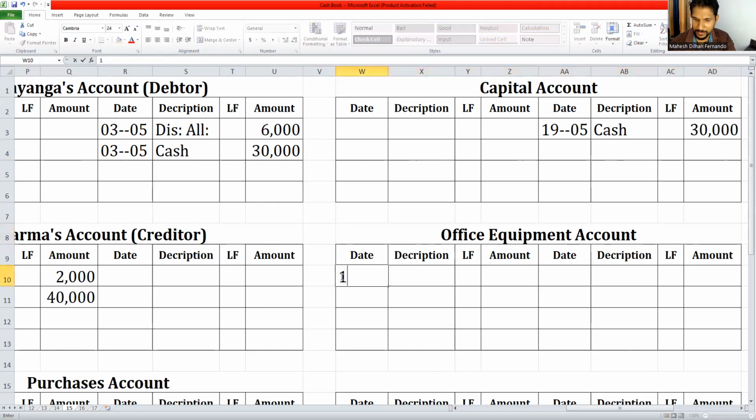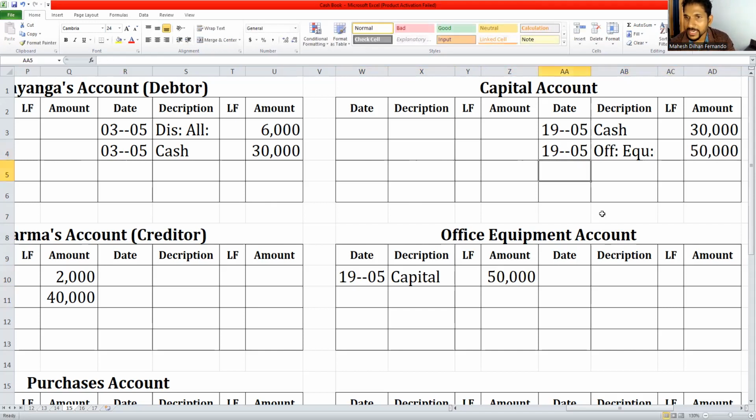On the same day, 19th of May, the owner has introduced office equipment as capital and the value is 50,000. The double entry: office equipment account debit, capital account credit 50,000. Total capital introduced is 80,000. Okay, 80,000. Is that clear? Alright.